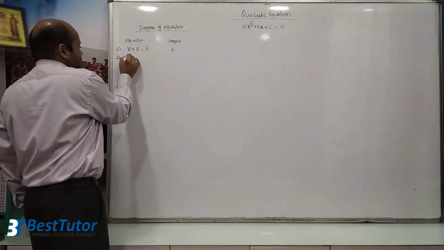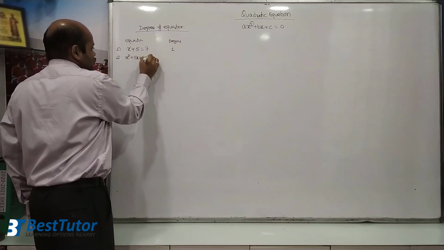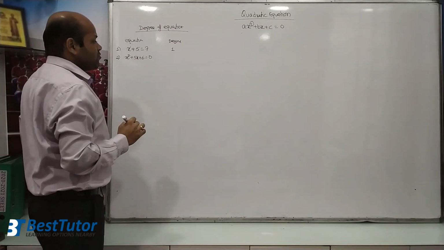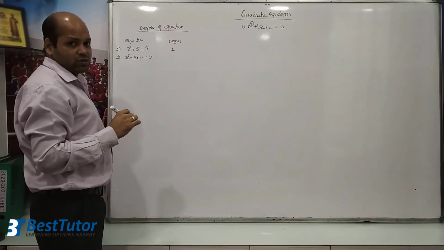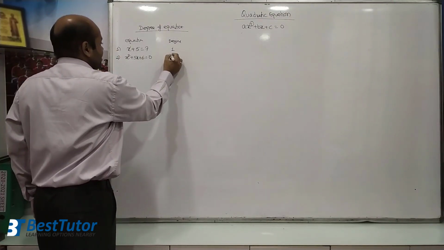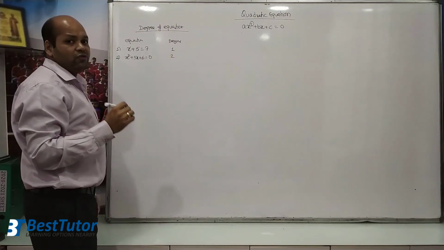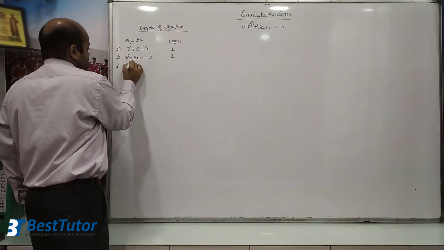Second one, if I take an equation as x square plus 5x plus 6 equal to 0. If I give you this equation, this will have two solutions or two roots, that is minus 2 and minus 3. This has a degree of 2. The degree of an equation is the highest power. So tell me, what is the degree of this equation?